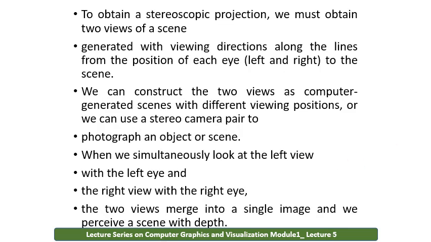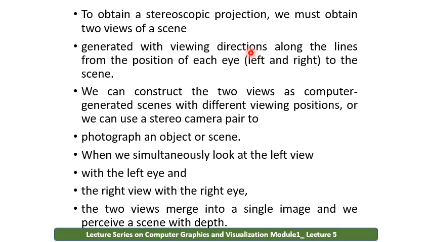so that the scene appears to have depth. To obtain that stereoscopic projection, we must obtain two different views of a scene depending upon the viewing direction along with the position of the eye, left and right. We can construct these two views as computer generated scenes in the form of three-dimensional images with different viewing positions, using a stereoscopic camera pair.